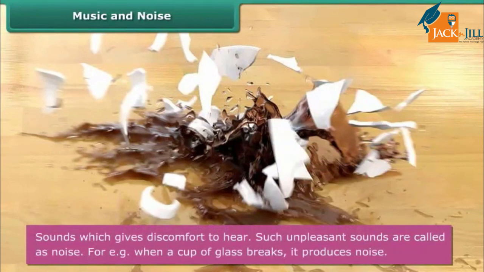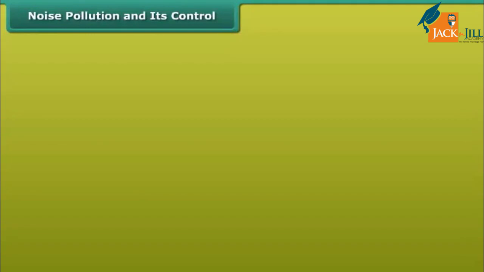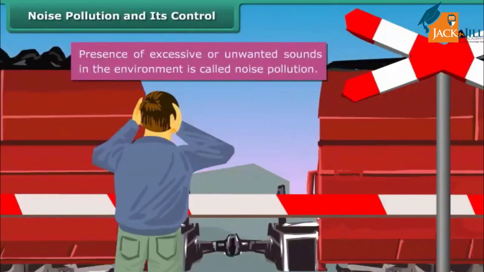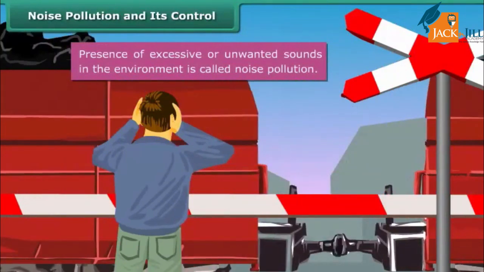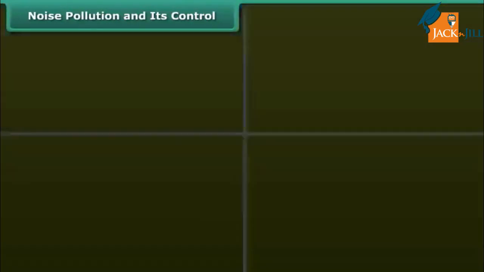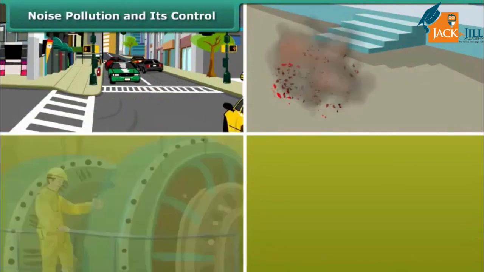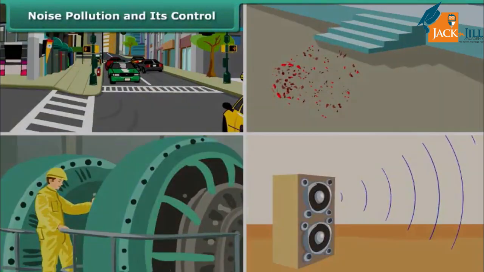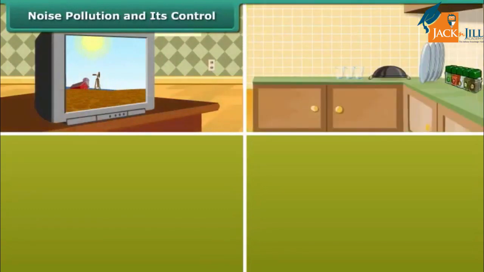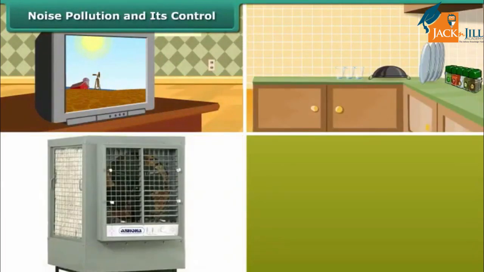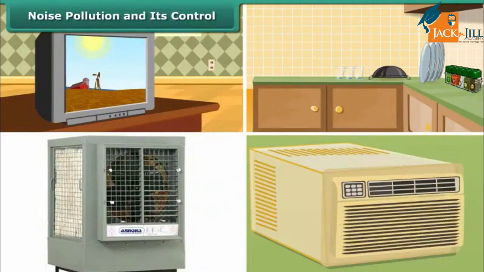For example, when a cup of glass breaks, it produces noise. Noise pollution and its control. Presence of excessive or unwanted sounds in the environment is called noise pollution. The major cause for noise pollution is sounds of vehicles, explosions including bursting of crackers, machines, loudspeakers, etc. Television and transistor radio at high volumes, some kitchen appliances, desert coolers, and air conditioners all contribute to noise pollution.